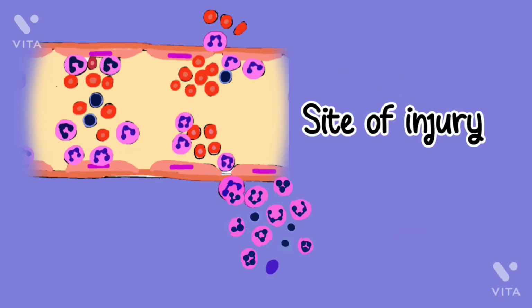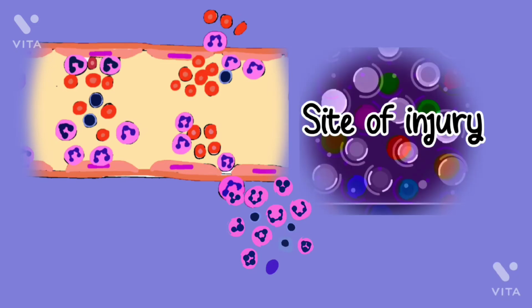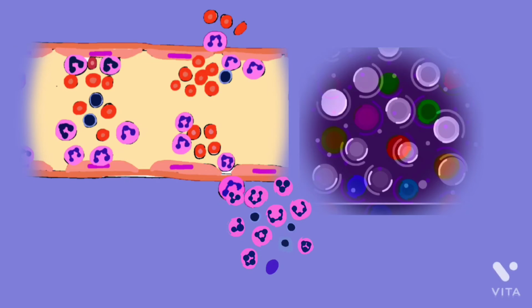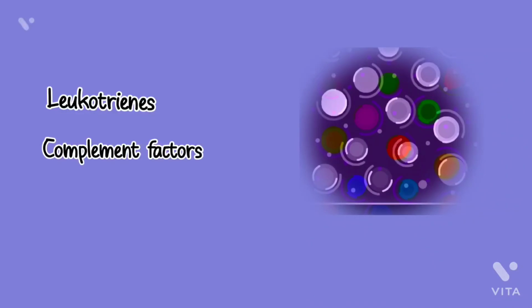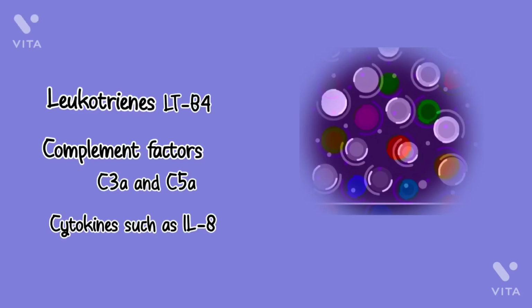Now they have to reach the site of injury. So how will they know where that site is? To guide them, our body produces several chemical mediators or chemoattractants at the site. Some of the important chemotactic substances are leukotrienes, complement factors, and cytokines. Leukotrienes such as leukotriene B4, C3a, C5a. C3a and C5a are complement factors, and cytokines such as interleukin 8. These substances act as chemoattractants for the leukocytes. Since this process happens along the chemical gradient, it is called chemotaxis.